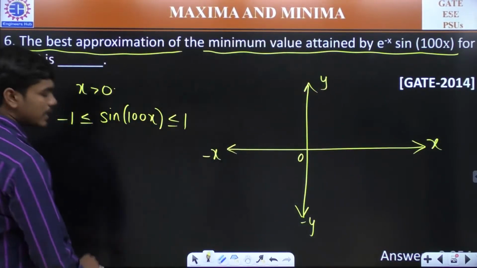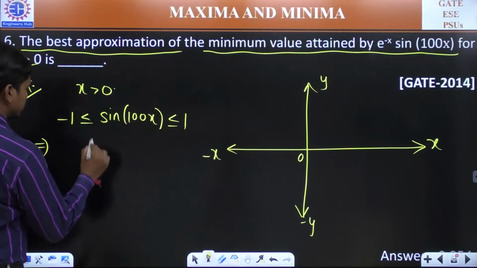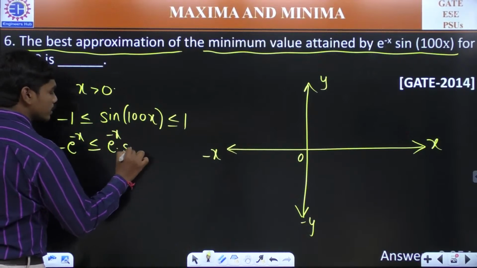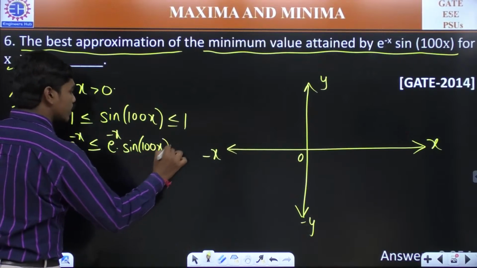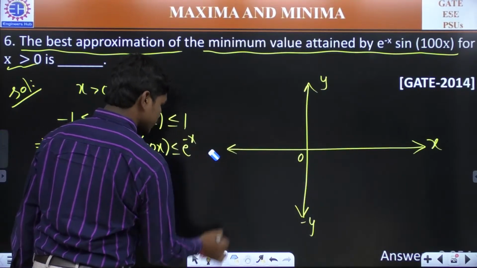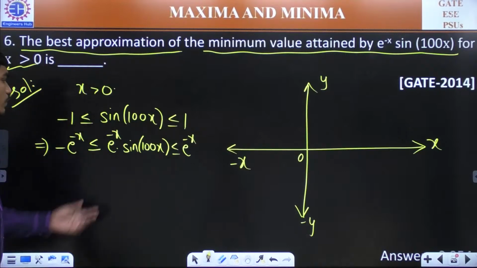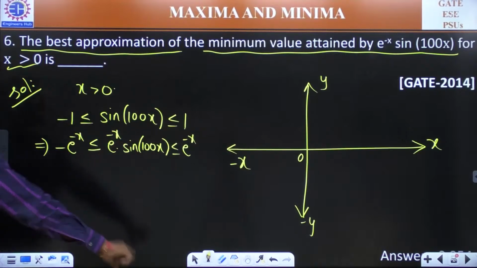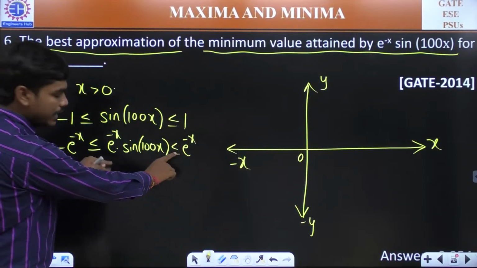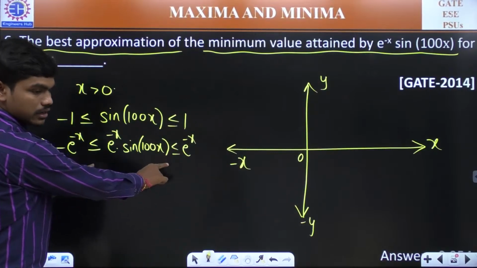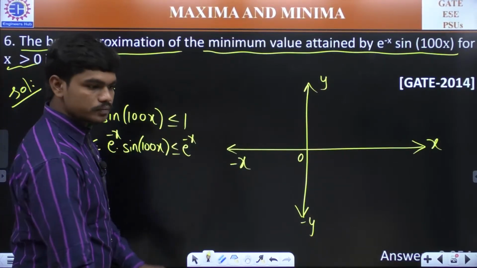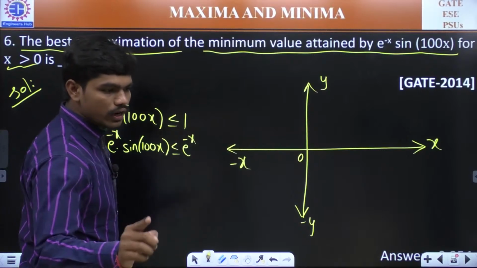Yes. Now let us multiply this inequality by e power minus x. Minus e power minus x is less than or equal to e power minus x into sine 100x, which is less than or equal to e power minus x. Please don't confuse this minus x here with the axis notation. Since e power minus x is never negative, it's always positive, I can retain the inequalities as they are. I need not change them, because e power minus x is positive for any x, and of course it's given x is greater than 0. Can you all agree with me till this point?